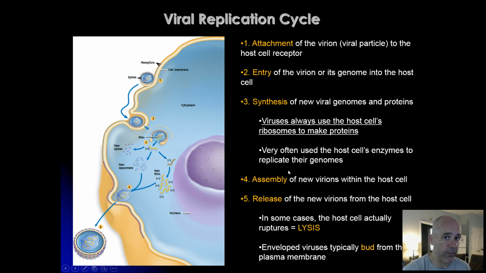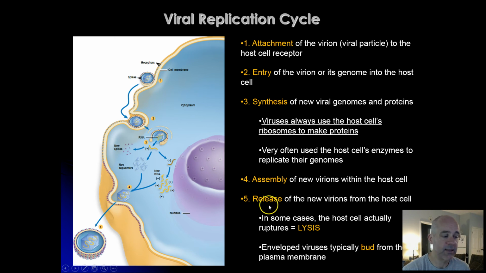Viruses do not have their own ribosomes. That's one of the reasons why they've got to use a host cell in order to replicate themselves. So that's one of the key things. They're hijacking the ribosomes of the host cell in order to make their proteins. All right, and once you've made all of these new viral parts, you assemble them together. And then finally, you got to get these viruses out of the host cell.